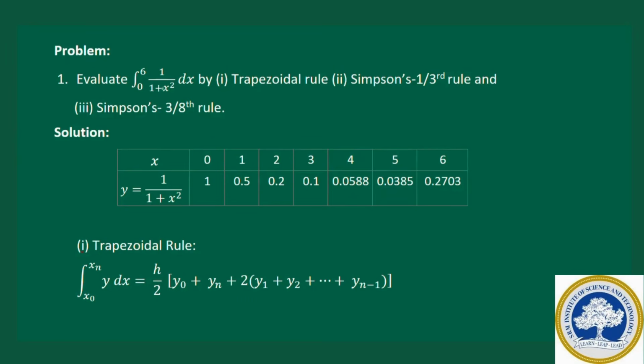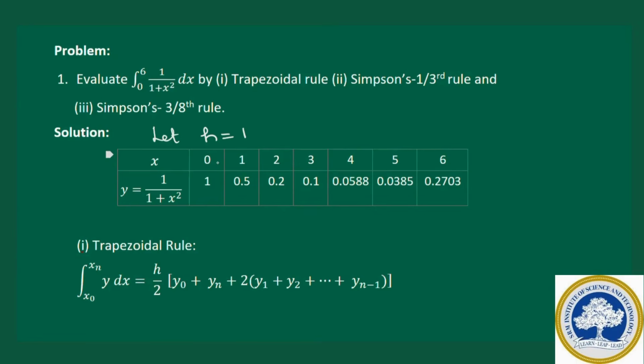Here first we have to calculate the value of y. We take the x value starting from 0 and ending with 6. But what is the interval length? The interval length is not mentioned here, so let us assume the interval length as 1. If we assume h is equal to 1, we can go 0, 1, 2, 3, 4, 5, 6. Why are we taking h as 1? Because then we have 7 values.